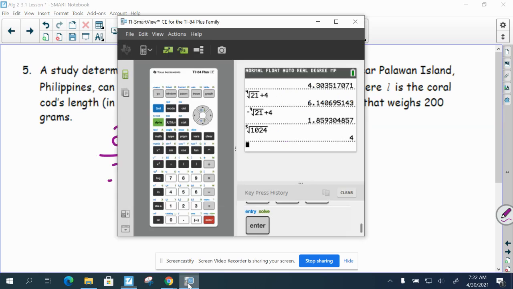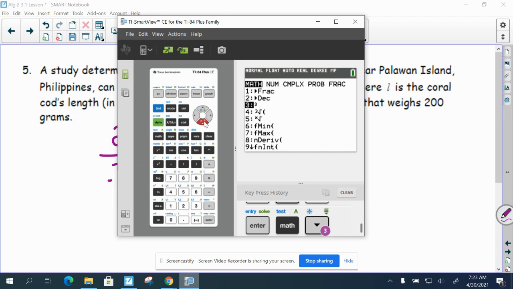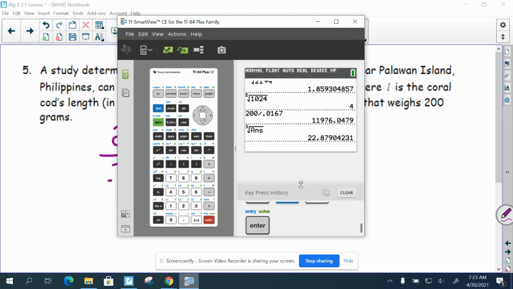Okay, so let's take 200 divided by 0.0167, and then take the cube root of that answer. Remember, I go to math to get my cube root button. So 22.88.